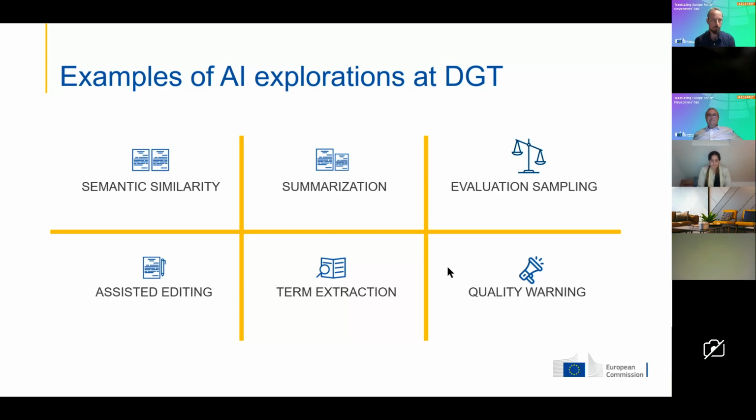These are more of the conventional NLP tasks, and term extraction is one of them that we will talk about today. But also, I would like to mention that the AI network experiments with GPT technologies as well.